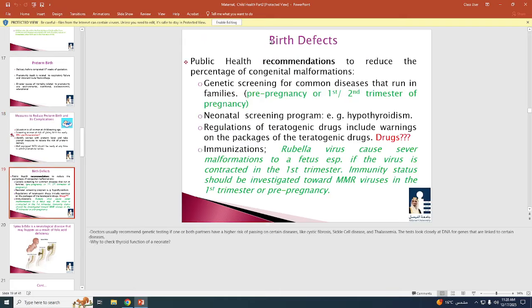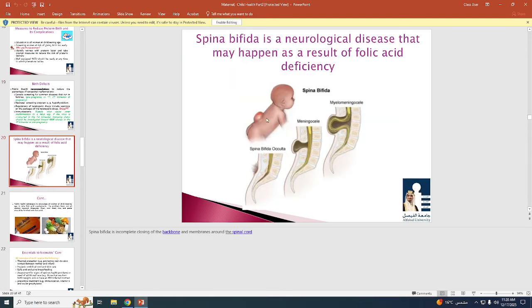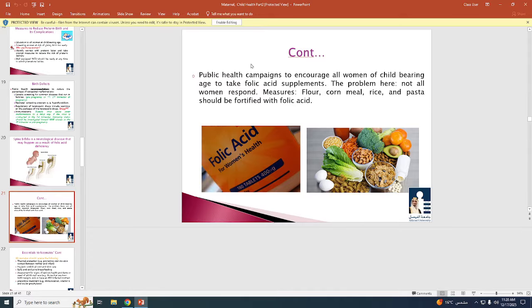Birth defects, what are the recommendations to reduce the percentage of congenital malformations? Those are recommended by WHO as well. Okay, spina bifida, what would protect a woman from having a baby with spina bifida? Okay, taking folic acid. And according to public health, what did they do in order to reduce the number of women having babies with spina bifida?